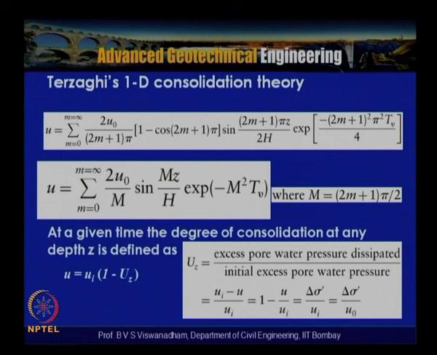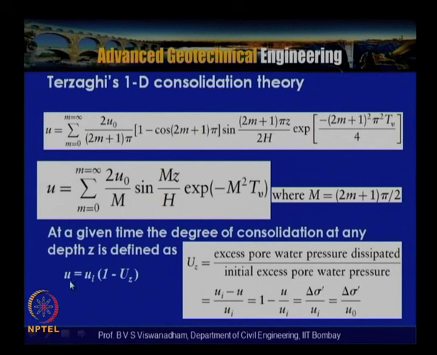So at a given time, the degree of consolidation at any depth can be determined. U_z is the degree of consolidation at any depth z within the thickness of the clay layer, which is nothing but the excess pore water pressure dissipated divided by the initial excess pore water pressure. That is u_i minus u, where u is the pore water pressure yet to be dissipated. This is 1 minus u by u_i, which is nothing but delta sigma dash by u_i, that is delta sigma dash by u naught.